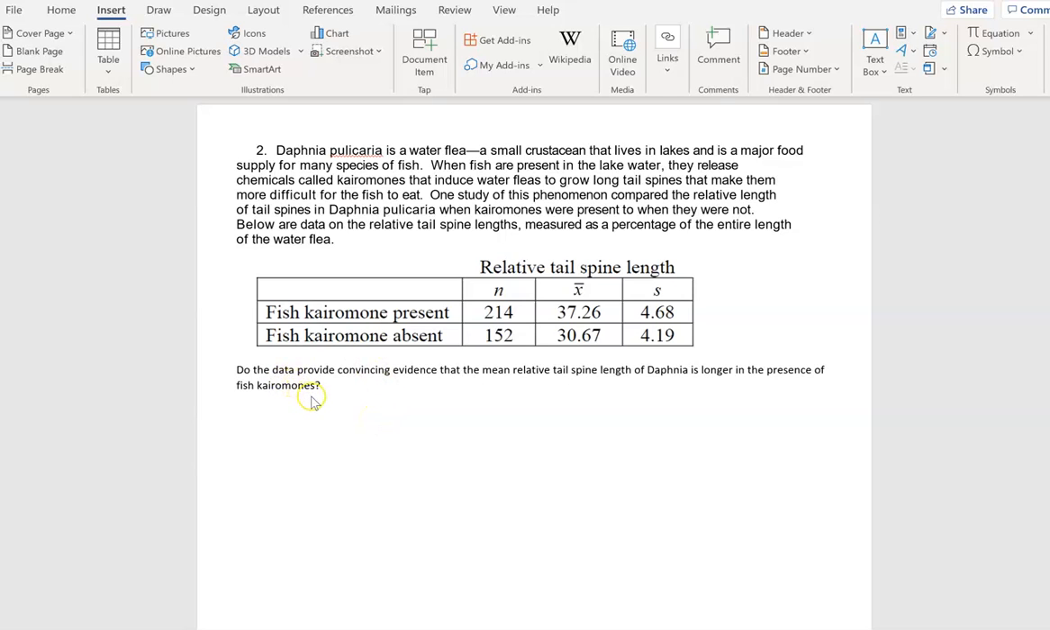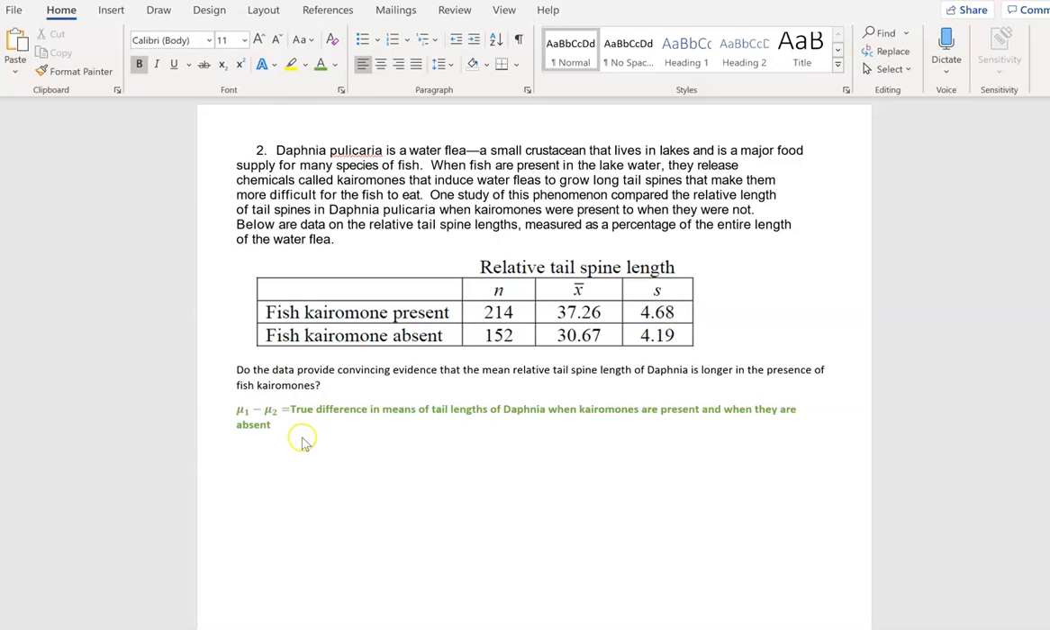And the very first step of this process is to define the parameter. So the parameter is defined as mu1 minus mu2. That's different from problem number 1 where it was mu diff. Here we're looking at the difference in the means as opposed to the mean difference. So the context is the true difference in means of the tail lengths of Daphnia when pheromones are present and when they are absent.